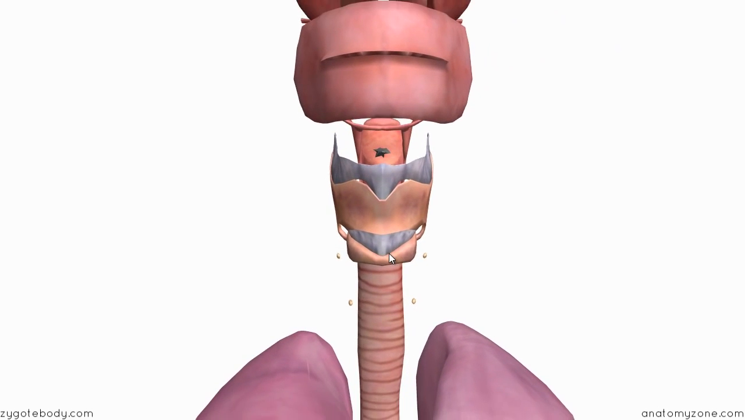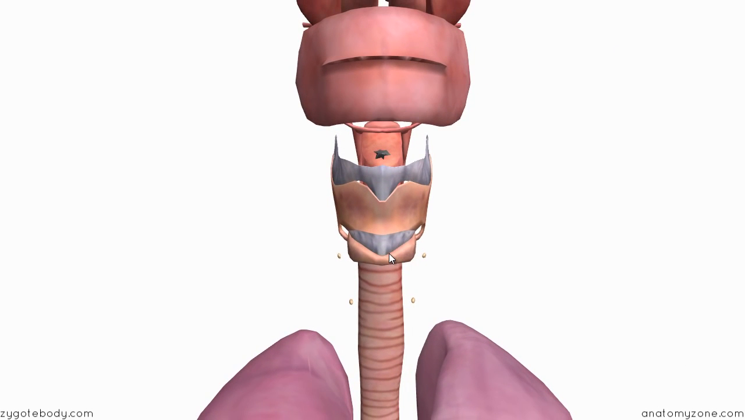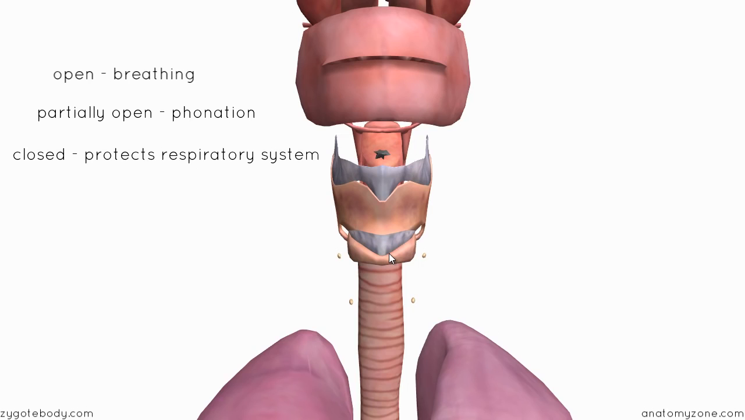So the function of the larynx is threefold. If the larynx is completely open, it allows breathing. If it's partially open, then it allows distortion of airflow, which results in phonation, so talking. And if it's completely closed, it can protect the respiratory system. So it's important in breathing, in phonation, and in protection of the respiratory system.